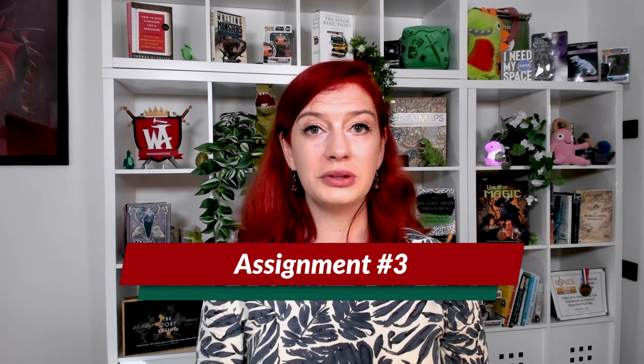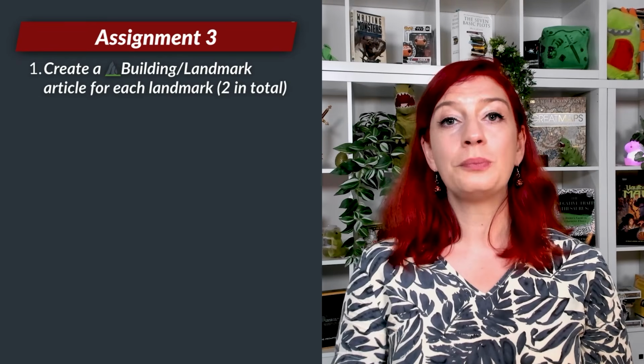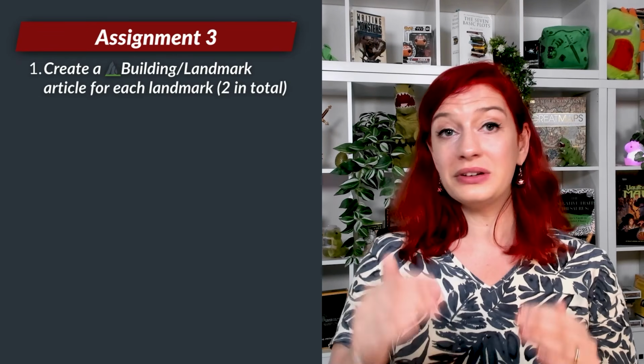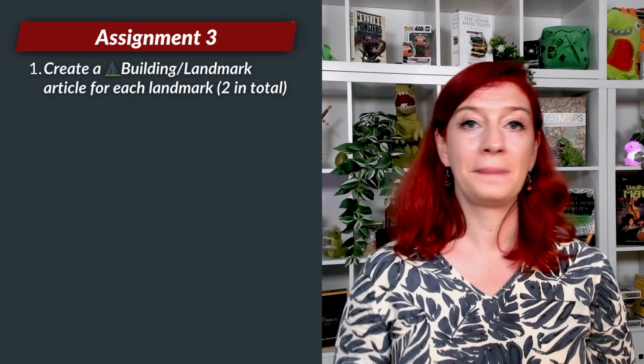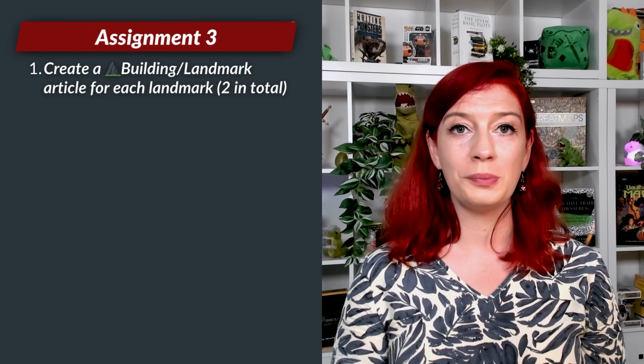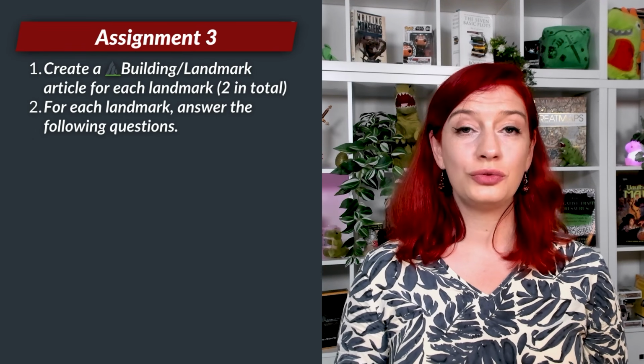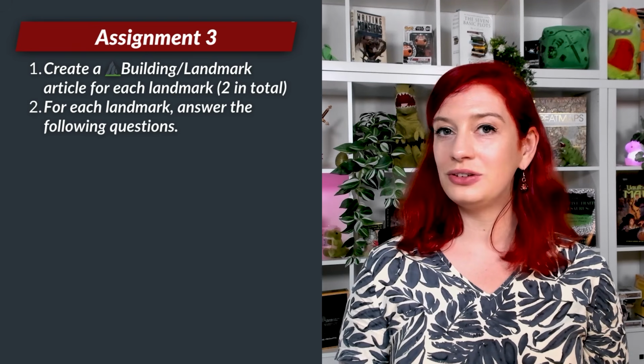For your third assignment, create 2 building landmark articles. Use the plus article button and select the building/landmark template. Give your landmark a title. You can also select the type of landmark from the drop-down menu. Then answer the following questions for each of your 2 landmarks, using headers and bullet points.